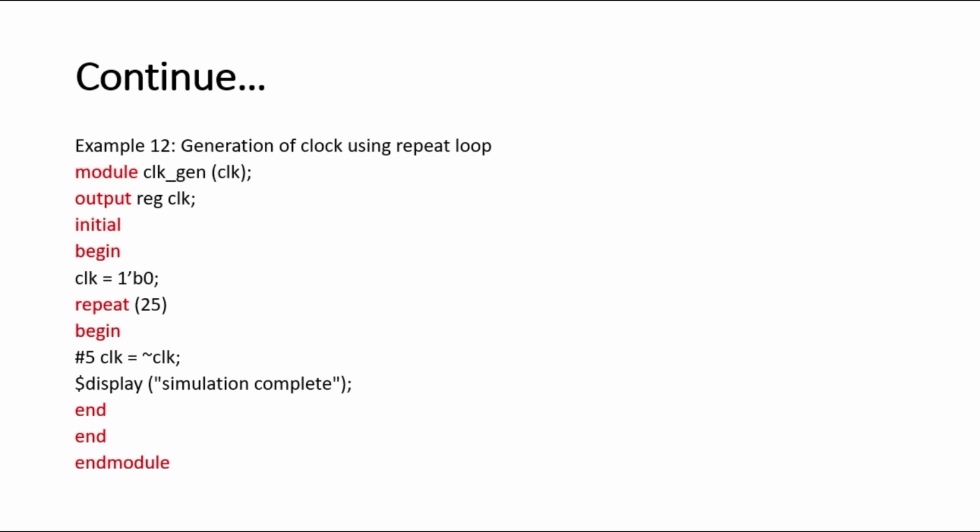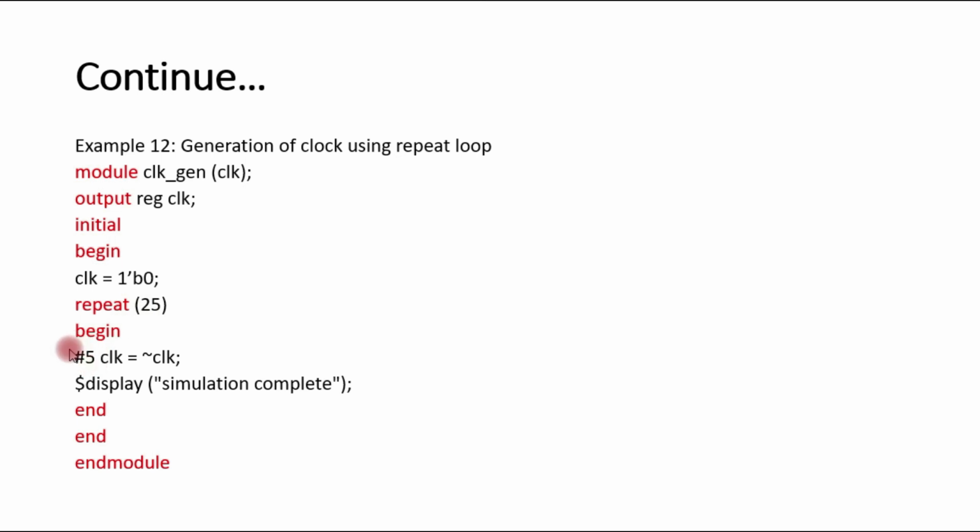In this example, the count value is 25. It means the clock is generated 25 times. The Verilog program for the generation of a clock signal using a repeat loop is given here. Clock underscore generation is the module name, and clock is the output variable. Here we are using the clock variable on the left hand side of blocking assignments. That's why clock should be a register data type. So output register clock.